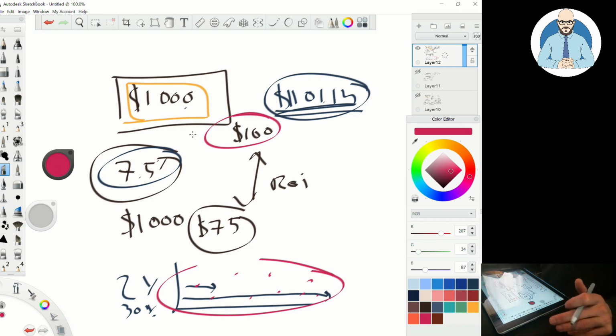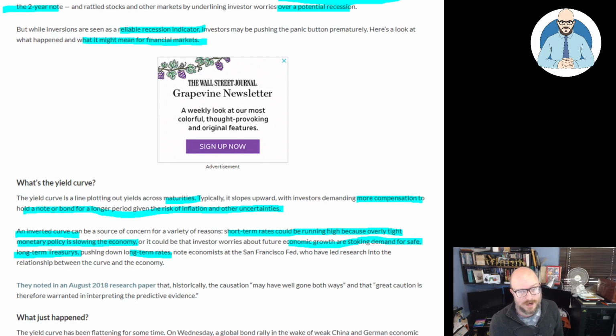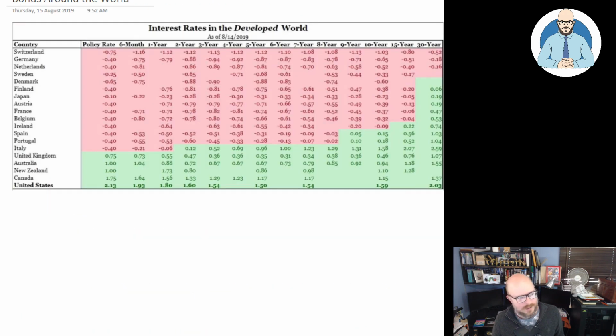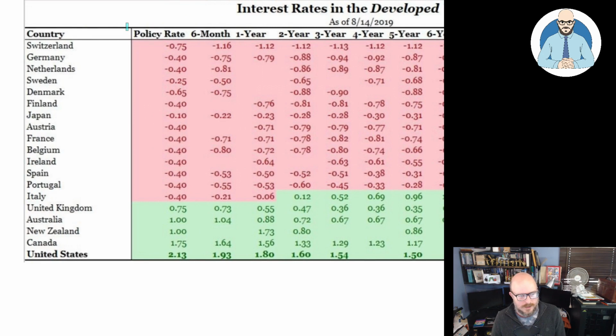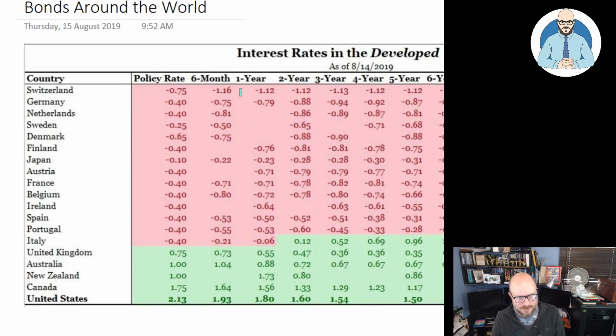Okay, so that's my attempt to understand what's going on here, because of what we're seeing in the market. I mean, here are some examples: bond yields around the world. Have a look at this. You're getting bond yields, interest rates around the world.